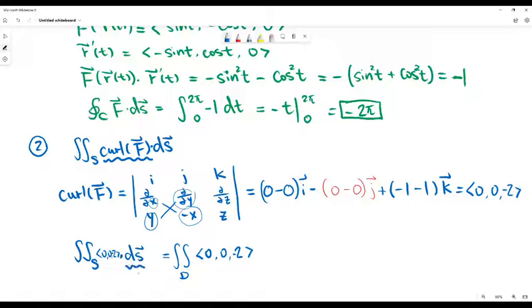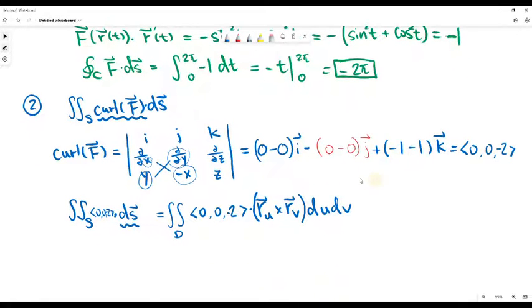And for my dS part, for a vector surface integral, the dS depends on the normal vector. We know that needs r_u cross r_v, right? And we need a dot product between the vector field, with the surface plugged in, and this normal vector, and then we can integrate about u and v. That's our formula, which means that we need to find the parameterization for this surface first.